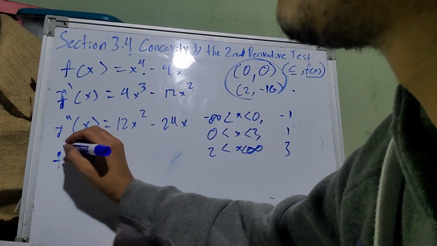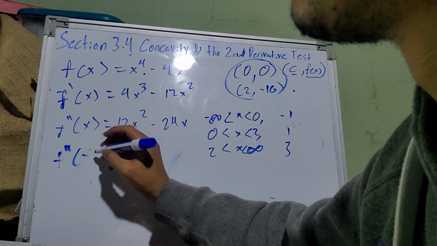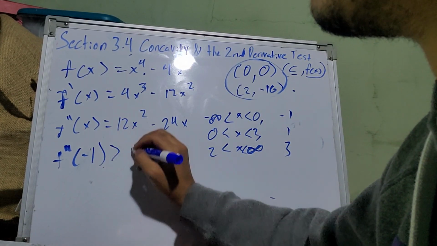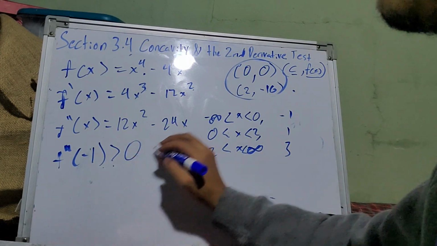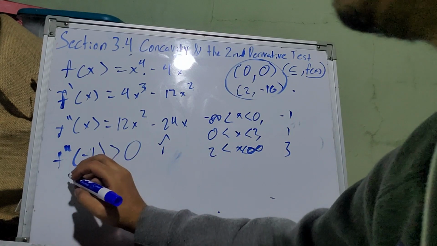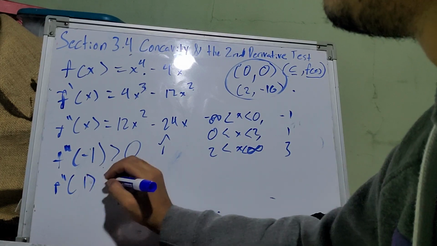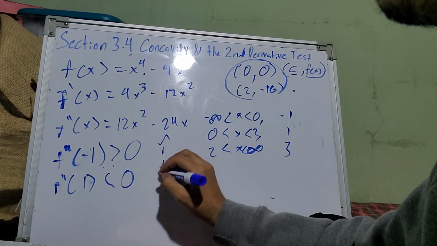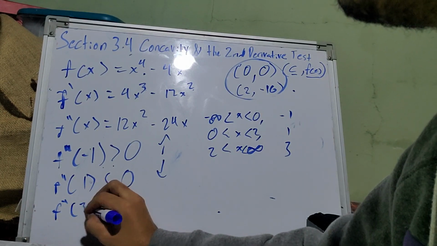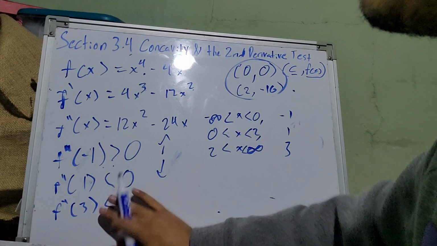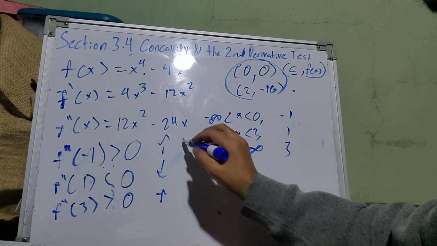So f double prime of -1 will present us with a value greater than 0, declaring that the concavity is upward. F double prime of +1 gives us a value that is less than 0, concaving downward, and f double prime of 3 gives us a value greater than 0, concaving upward.